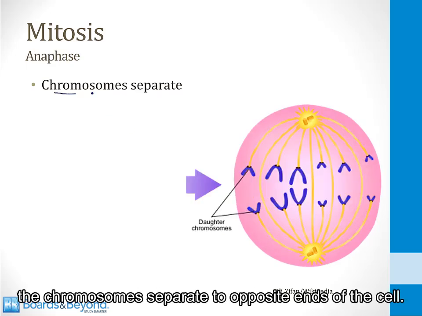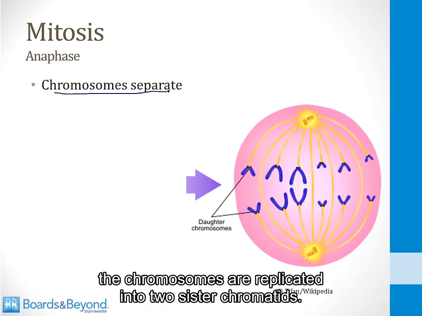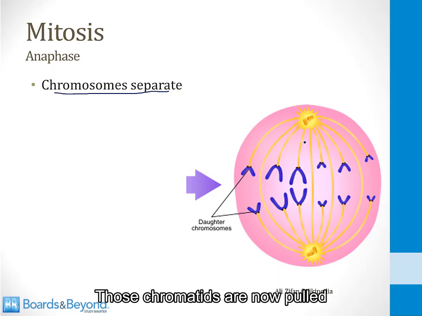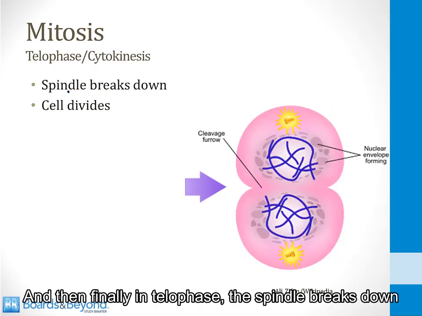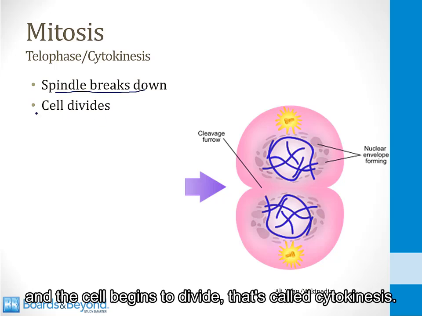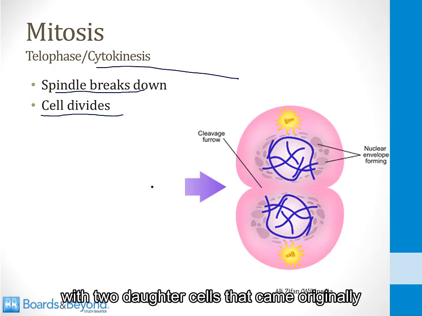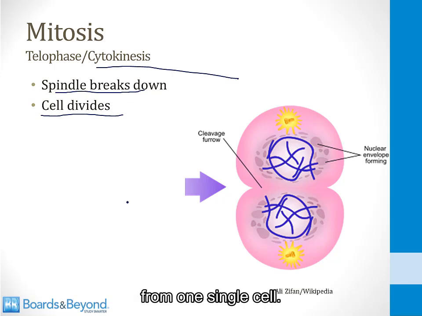And then in anaphase, the chromosomes separate to opposite ends of the cell. Remember, in the S phase, the chromosomes are replicated into two sister chromatids. Those chromatids are now pulled to opposite ends of the cell in anaphase. And then finally, in telophase, the spindle breaks down and the cell begins to divide. That's called cytokinesis, and then you are left with two daughter cells that came originally from one single cell.